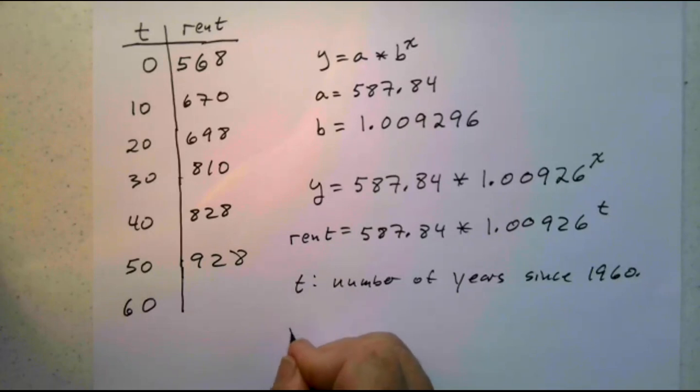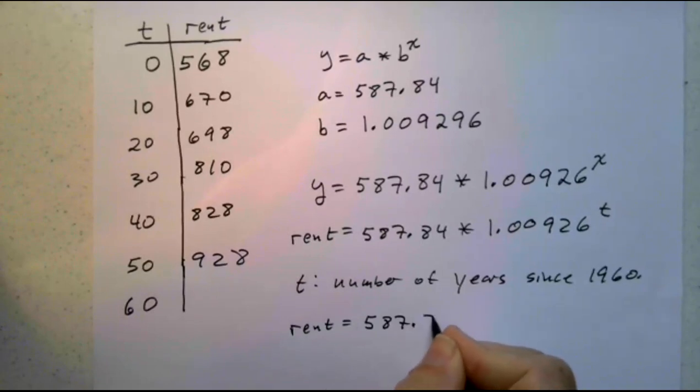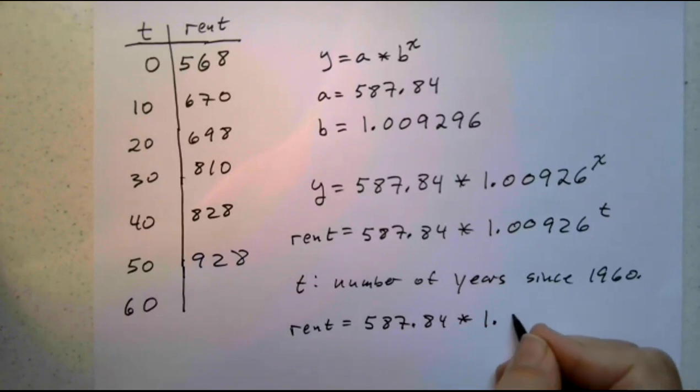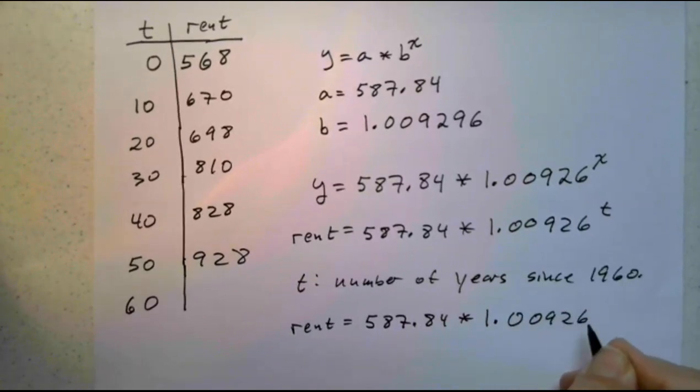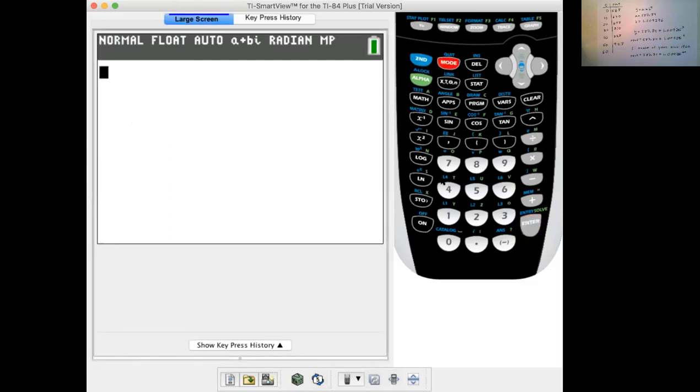So the rent would simply be 587.84 times 1.00926 to the 60th. Let's make sure I copy that down correctly. I want to go back to the calculator. It's 1.009296. There we go. 587.84 times 1.009296 to the 60th. So let me go ahead and do it this way first, and I'll show you another way in a minute here.